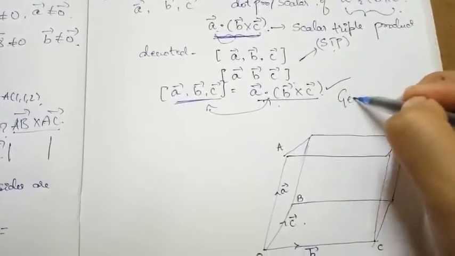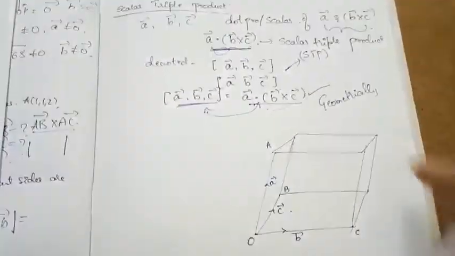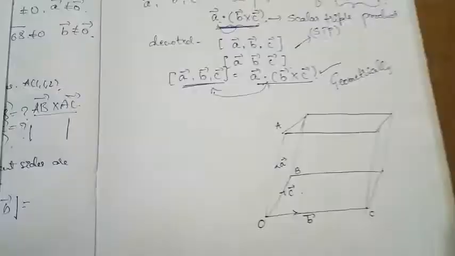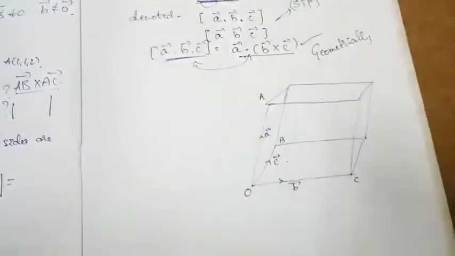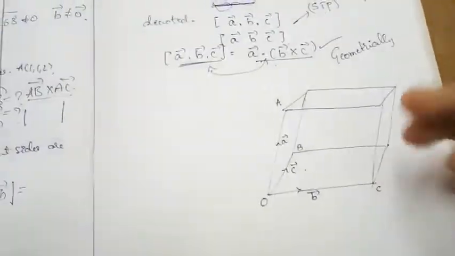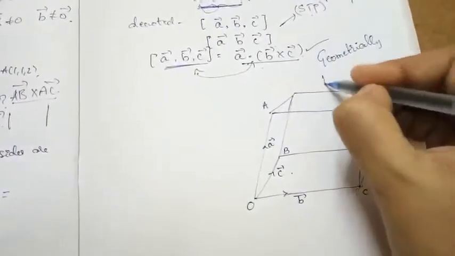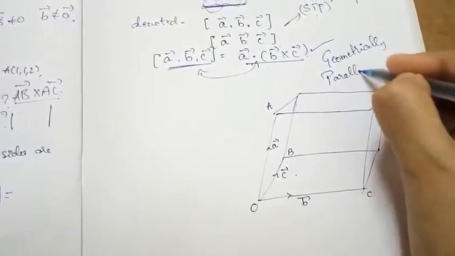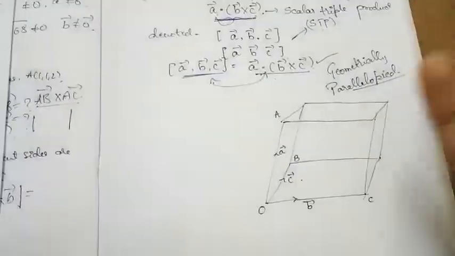Now let us understand the geometrical significance of this scalar triple product. I am considering here a parallelepiped. A parallelepiped is nothing but if we consider one parallelogram and extend it to a certain height. I have considered this parallelogram and extended it to a certain height. What we get, we call a parallelepiped. It is just similar to your cube or cuboid.